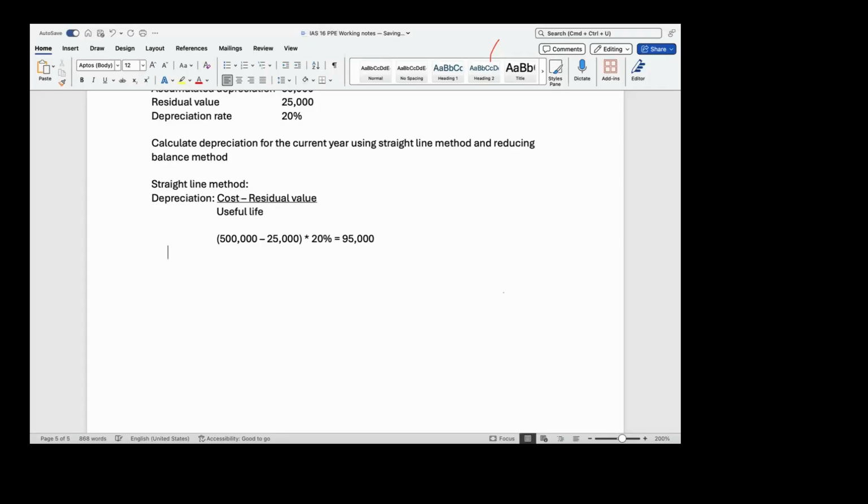95,000. Now, in our SOPL, we are going to have depreciation as how much? 95,000. In our SOFP, first, of course, in the notes, we'll do a fixed asset schedule.